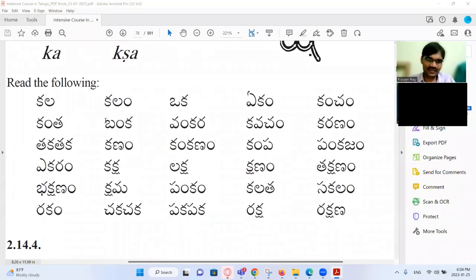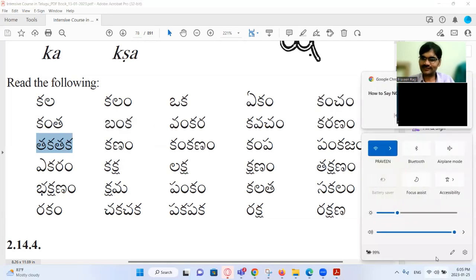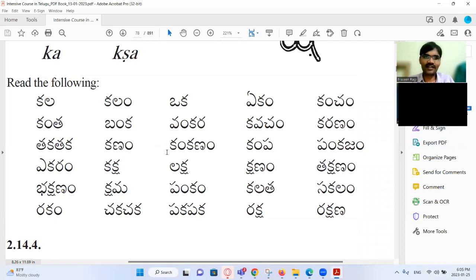Kala, kalam, oka, ekam, kancham, Ekam. ekam, kancham, Kancham. kanta, Kanta. banka, Banka, okay. vankara, Vankara, okay. kavacham, Kavacham, karanam, okay. Karanam, takataka, okay. kana, kankanam, Kanam, okay. kampa, Kampa, pankacham, okay.